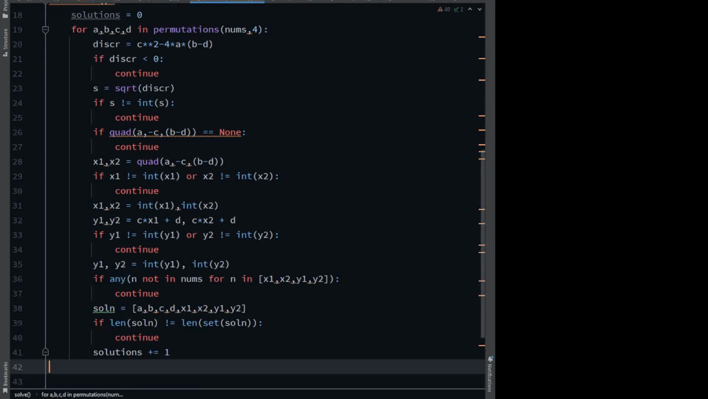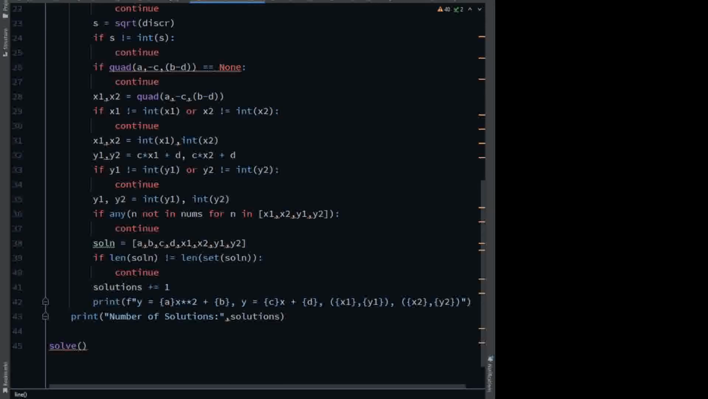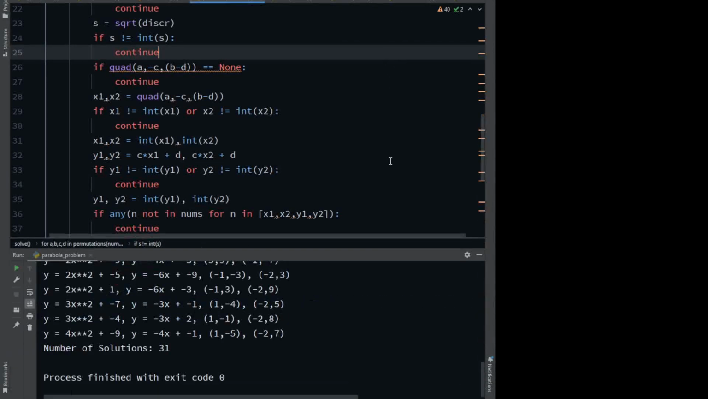So increase the number of solutions that we got, and then print out the equation of the quadratic and the line that we got. Print out the number of solutions that we got. How many solutions do you think? Don't forget to call your solve function and press run. There are 31 solutions.